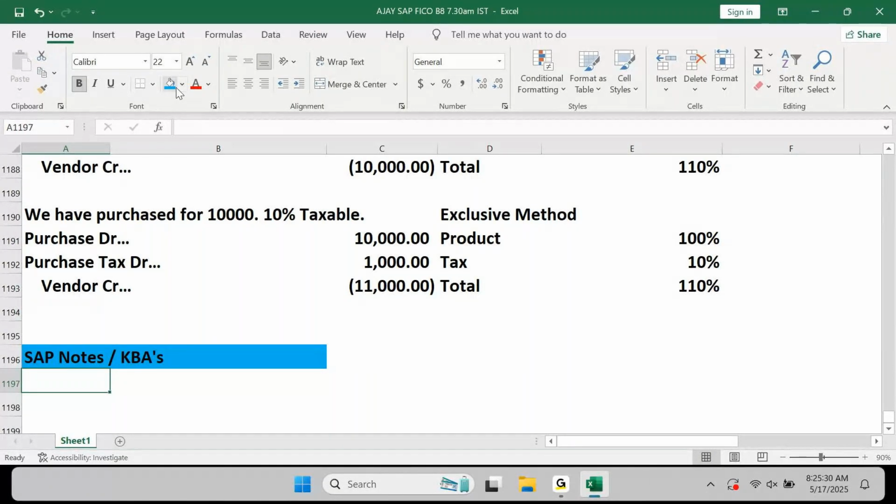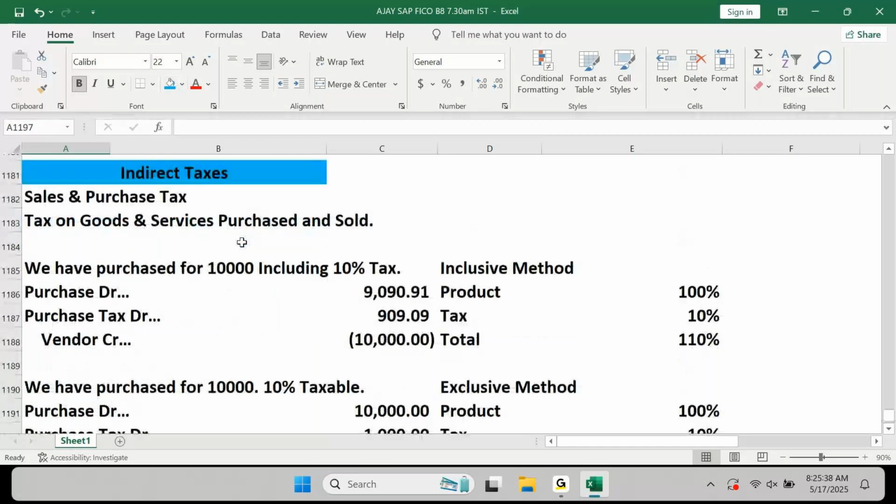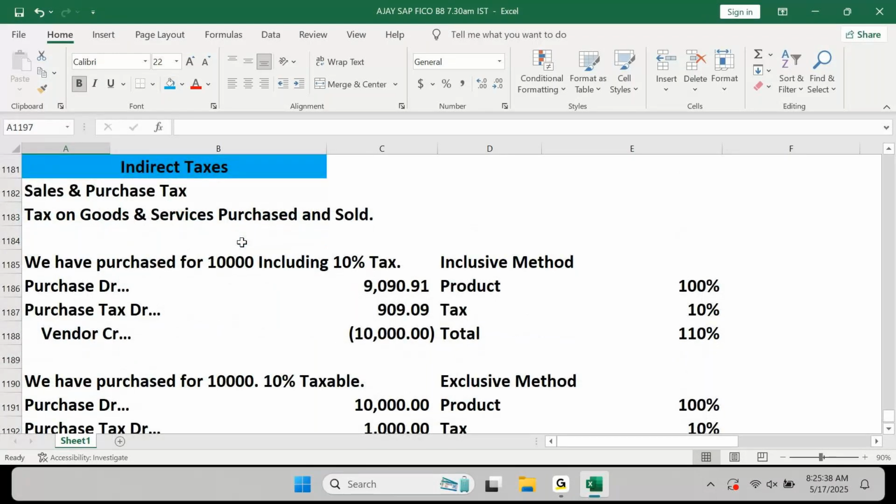Directly we have to pay to the government. Indirectly, right? That's why we are calling it indirect taxation. Right. So that is right.